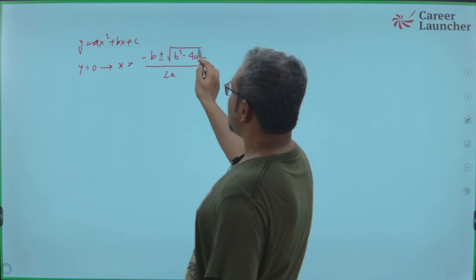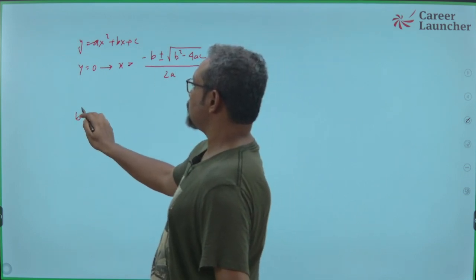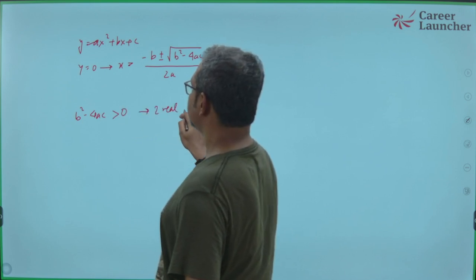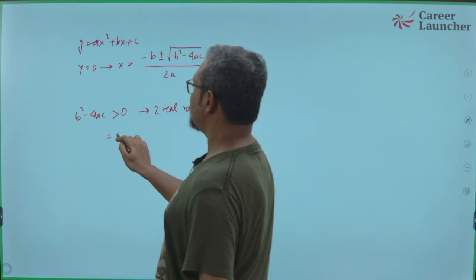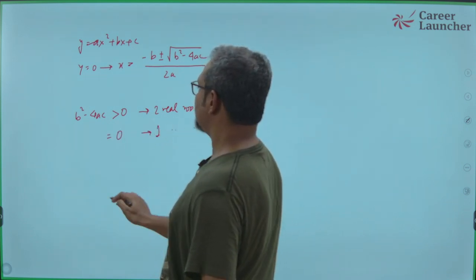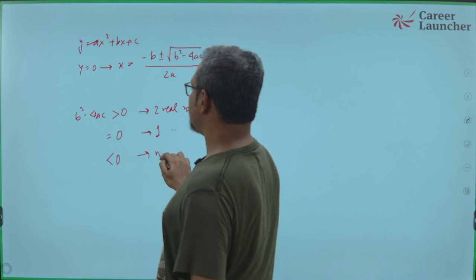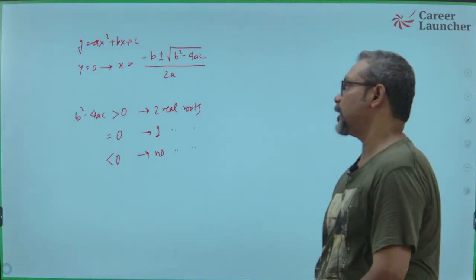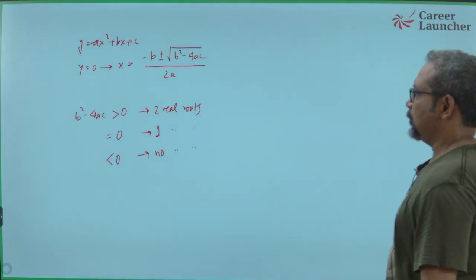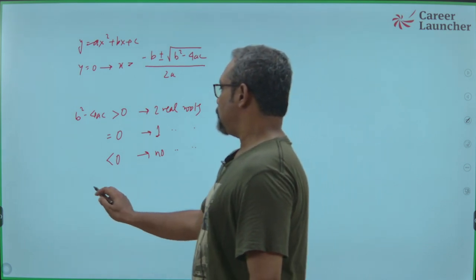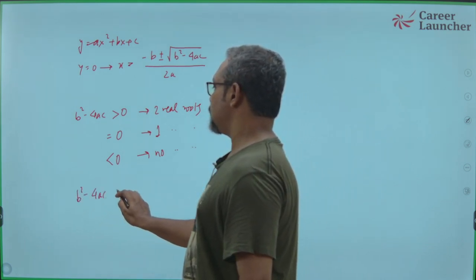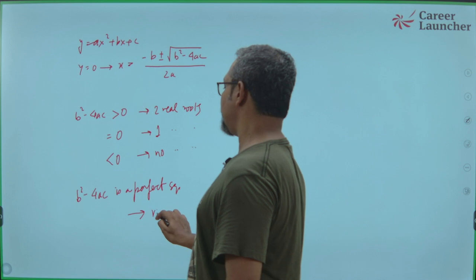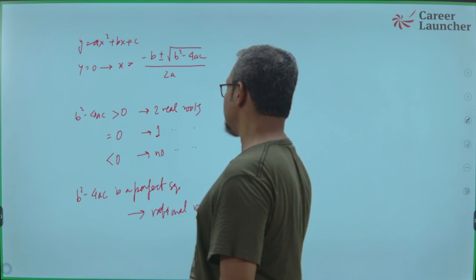Since b squared minus 4ac is inside the root, b squared minus 4ac greater than 0 would mean there are 2 real roots. Equal to 0 would mean 1 real root. Less than 0 means no real roots, because then we have to take the square root of a negative number, which will be imaginary. So remember these 3. And if b squared minus 4ac is a perfect square, that means we are going to get rational roots, else the roots will be irrational.